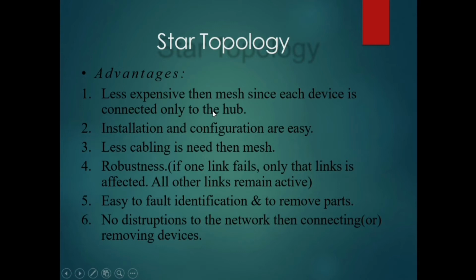Basically, the hub will be the expensive thing you have to buy or install in your star topology. Installation and configuration are easy. Less cabling is needed than mesh topology. Robustness: if one link fails, only that link is affected, and all other links remain active. Basically, it will not affect the other networks.